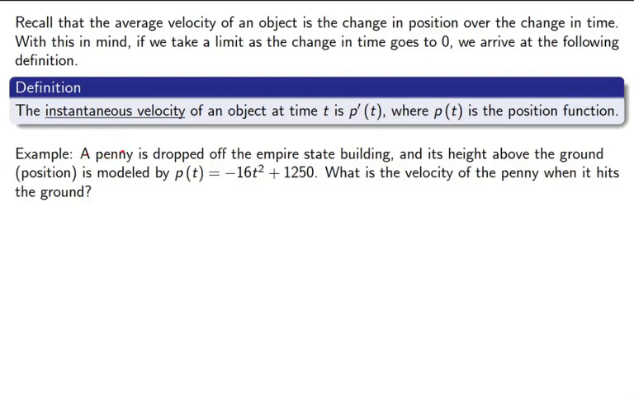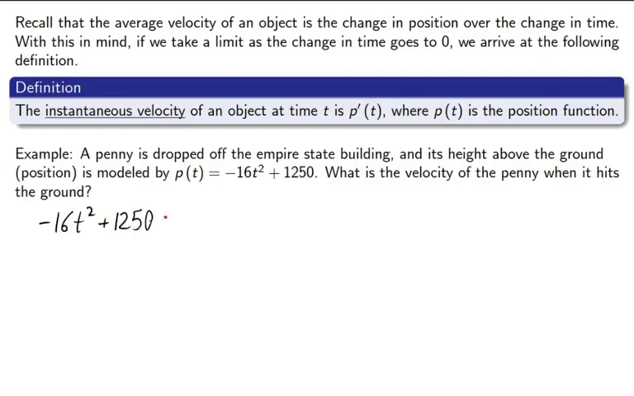A penny's dropped off the Empire State Building, where legend has it that if that hit someone it would kill them. Its height above the ground, which is the position function, is modeled by -16t squared plus 1250. We want to know the velocity of the penny when it hits the ground. The instantaneous velocity we actually have defined to be the derivative, as you would expect, because it's a slope for the velocity. In order to do that, we first need to know when it hits the ground.